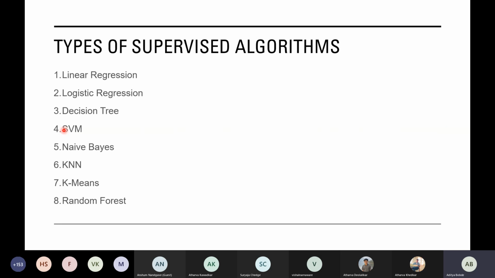We move on to some examples. Before moving on to the examples, the supervised algorithms which we will be learning in this session are linear regression, logistic regression, decision tree, random forest, support vector machines, naive Bayes, KNN, and k-means. I won't be going into much detail since this is just an introduction. This is just the list of the supervised algorithms, and don't worry, you will be learning each of these algorithms in the upcoming sessions. These are just a basic overview.